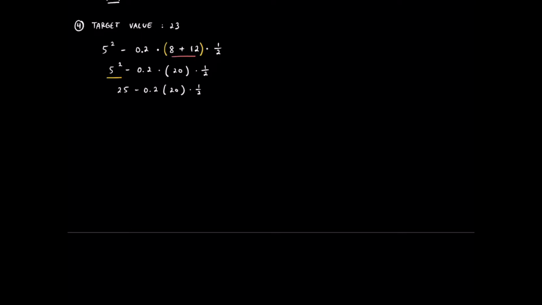And the next thing we would do here is multiply this 0.2 times this 20. So what's 0.2 times 20? Well, 2 times 20 is going to be 40, but move the decimal over, so that's going to be 4 times 1/2. And then what is 4 times 1/2, because multiplication goes next? 25 minus, well, 4 times 1/2 is going to be 2. And then 25 minus 2 is going to be 23. So we did it. It does equal this target value of 23.